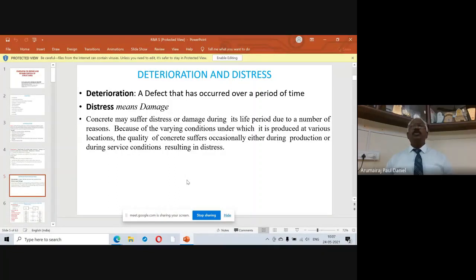But partly it is true, because if you go and look at any structure, you cannot find any structure without a crack. We may call it a hair crack, or we may call it some joint crack, when adjacent surfaces are made of two different materials. There may be a joint crack. So likewise, we may try to manage the situation. But the big question is why those cracks are occurring. So distress is always there.